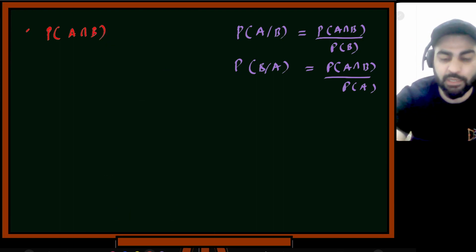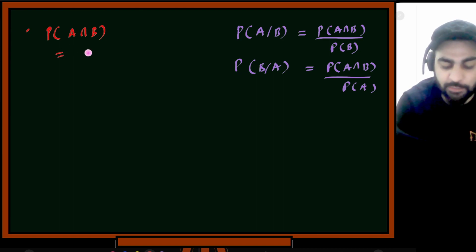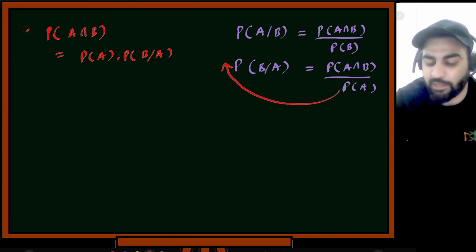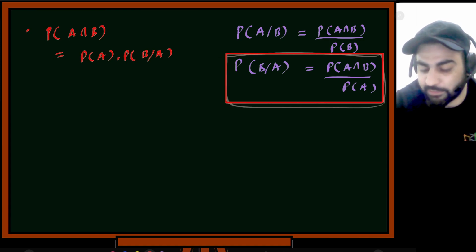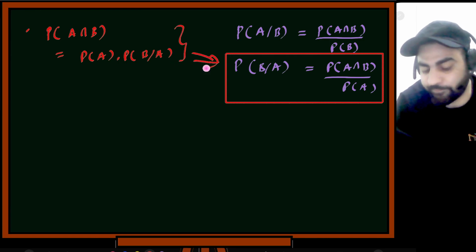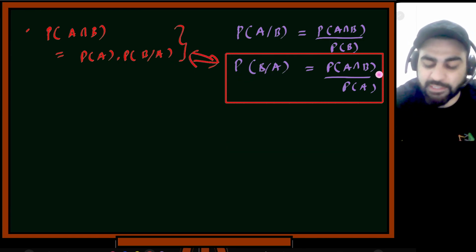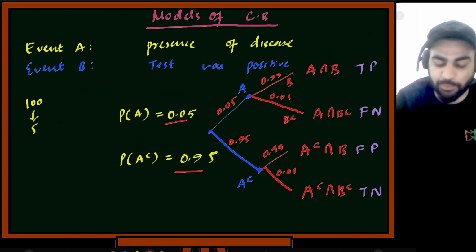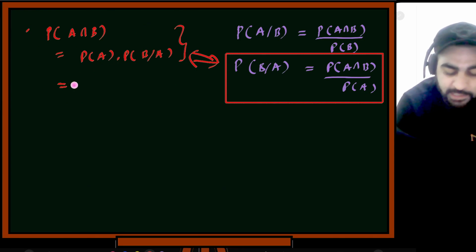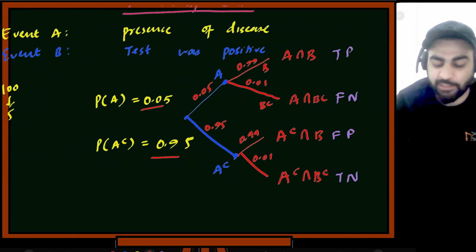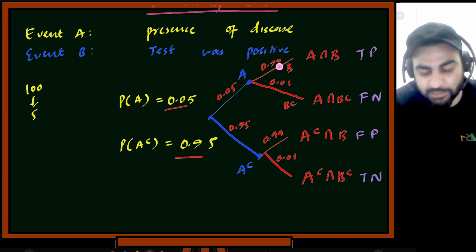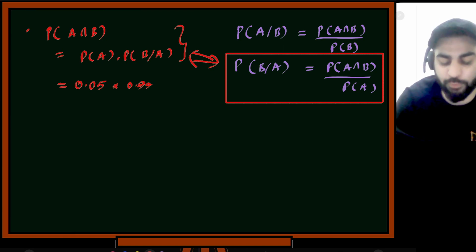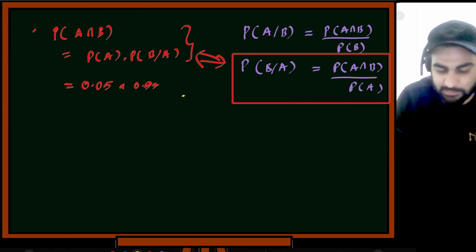Now I want to compute the probability of A intersection B. This will be equal to probability of A multiplied by probability of B given A. Why? From this expression, I can conclude this: probability of B given A is equal to probability of A intersection B divided by probability of A, by definition of conditional probability. So I can also write it like this. Now I know the probability of A, which is 0.05. I also know the probability of B given A. Given A has happened, this line has happened, so what is the probability of this? This is 0.99, so multiplied by 0.99. Can somebody compute the value of this? I'll leave it, they will write the value.